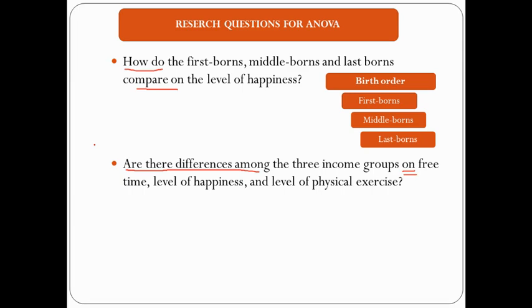So again, the question is, what is one independent variable in this research question? This is the answer for you. Income is the independent variable. Income has 3 layers. I conceptualize 3 layers in my study: one is the low income group, the middle income group, and the high income group. So let's move to the last example.